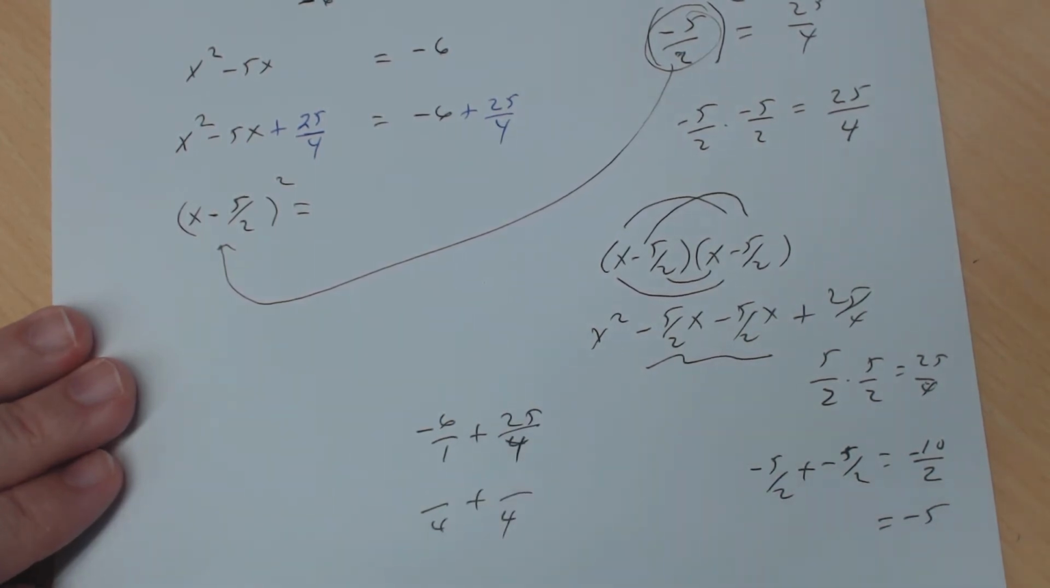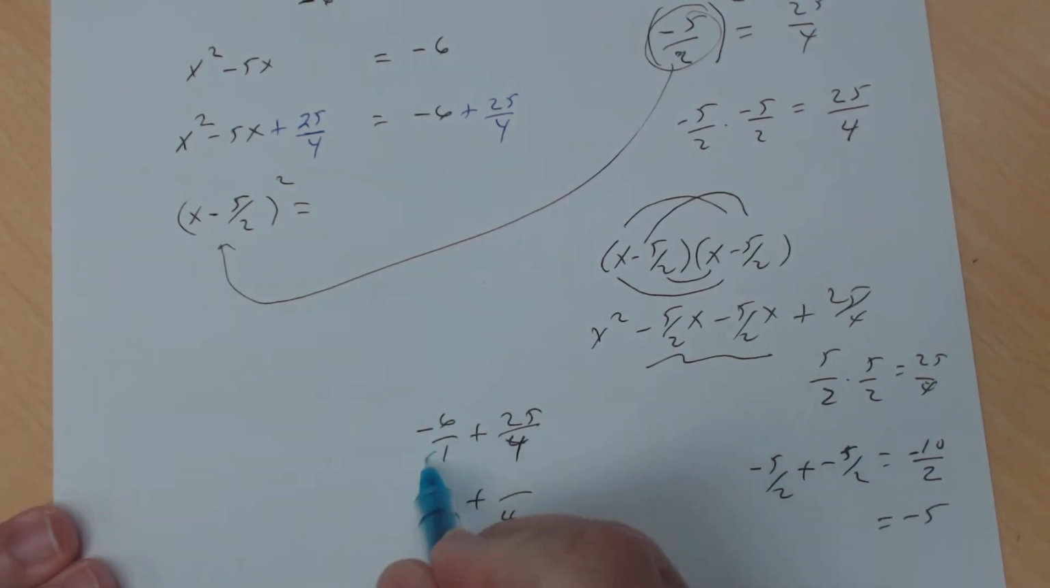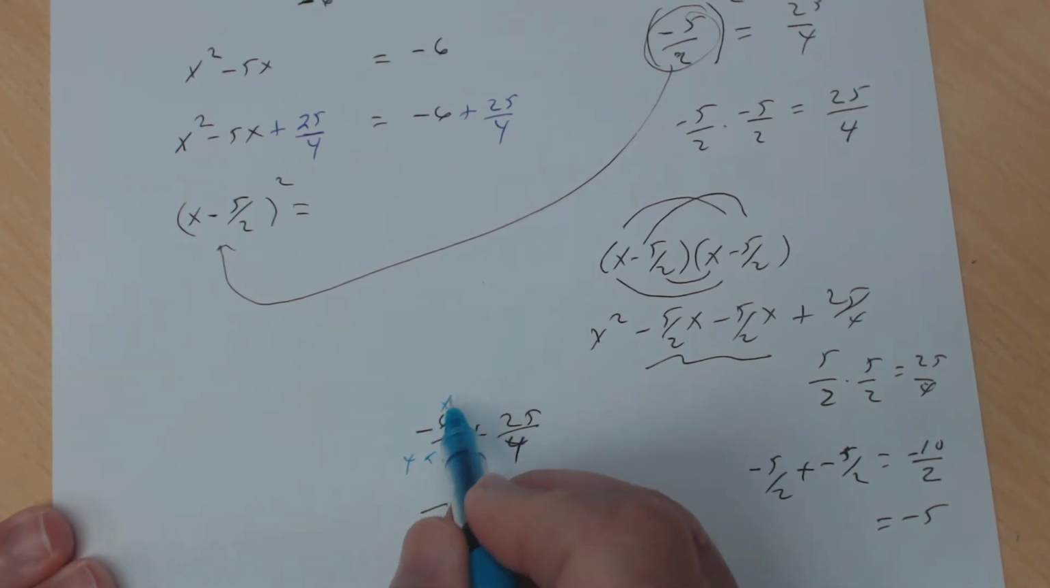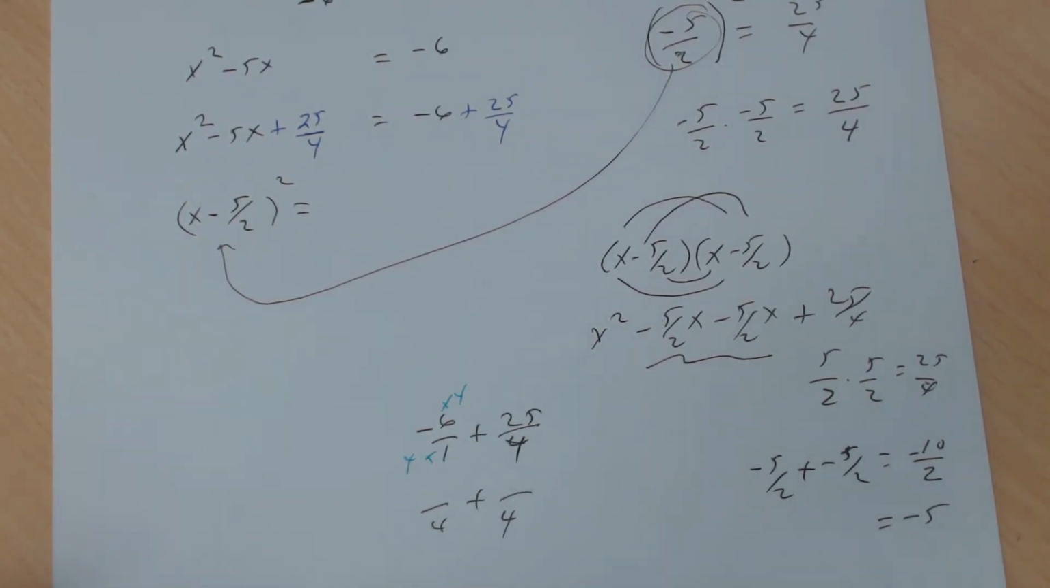Remember, 1 times what is 4? That's 4. Whatever I did to the denominator, I did to the numerator, so negative 6 times 4 is a negative 24. Over here, the denominators are already the same, so I'll just put 25. Since the denominators are the same, I can combine these two fractions. A negative 24 plus a positive 25 is a positive 1, so I get 1/4.